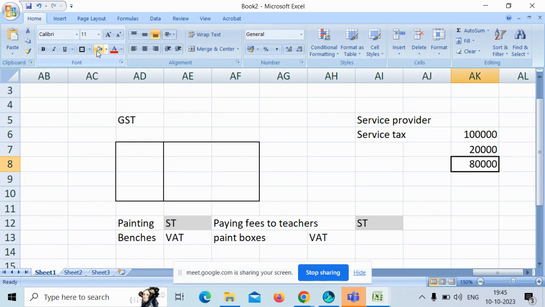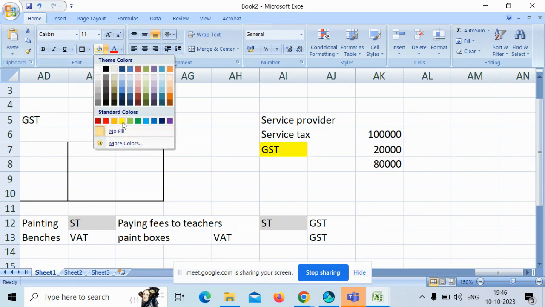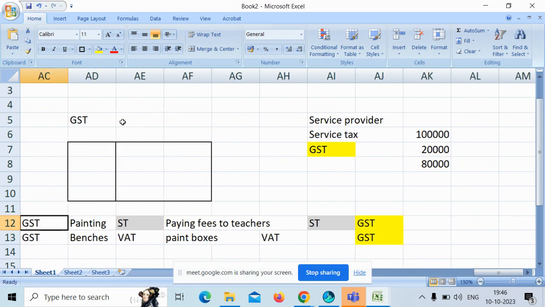So that was the past scenario. Now I'll replace service tax with GST, and VAT with GST. On the benches I purchased, I paid GST. On painting, I paid GST. Now, as a service provider, I'm also supposed to pay GST. So everywhere, I went for GST. Now if I'm supposed to pay 1 lakh rupees as GST, and I have already paid 80,000 on benches, paint boxes, and fees to teachers, then my expenses came down. I now have to pay only 20,000 rupees to the government as tax, right? So this is the impact of GST.